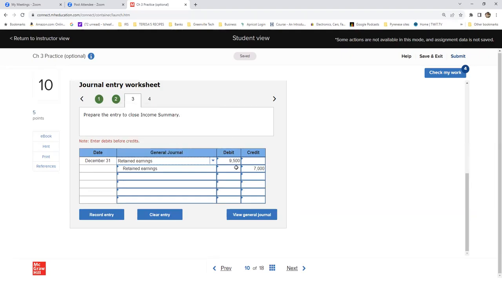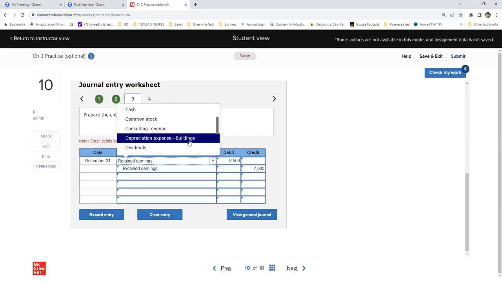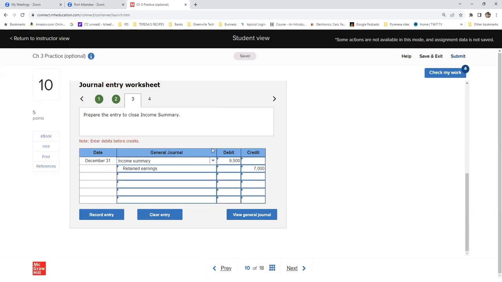Yeah, if you look at this, they don't equal each other, do they? Okay, so bear with me a second. I've got to pull something up here. Okay, yeah, I got it wrong. I was thinking we had to list those full amounts, but we don't on this. So what we're going to do is debit income summary $2,500.